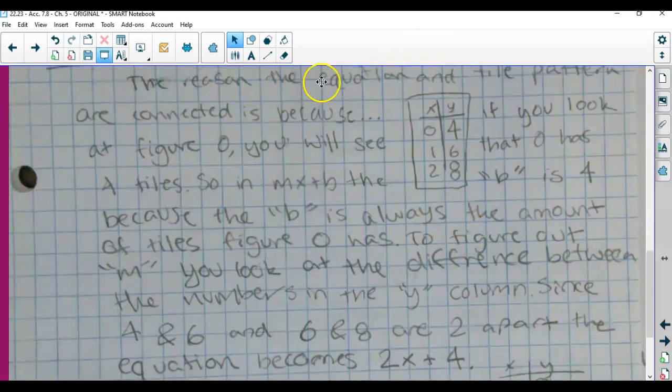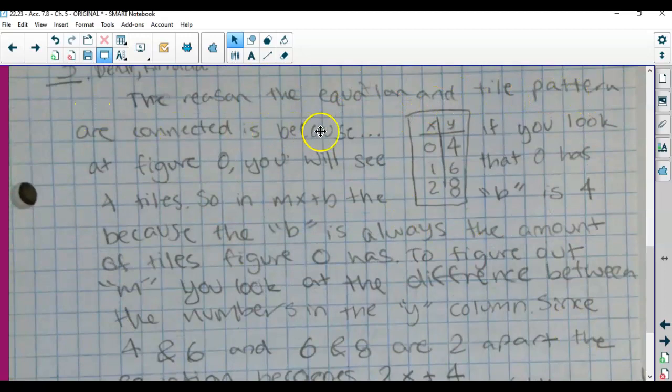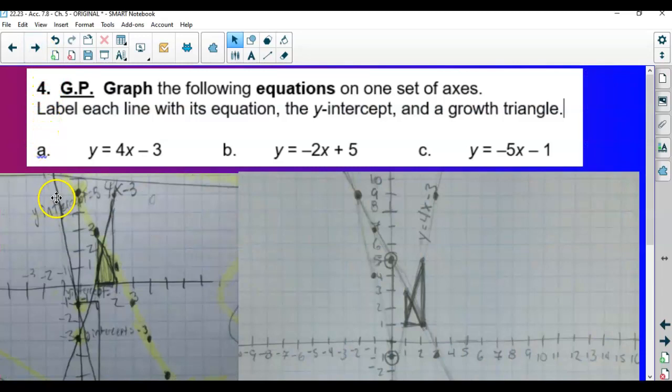I said sincerely. The reason the equation and the tile pattern are connected is because if you look at figure 0, you will see that 0 has 4 tiles, so mx plus b. That's like an exemplary response, right? That is not from this class, actually. It's from the next class. Long, but I hope this finds you well.